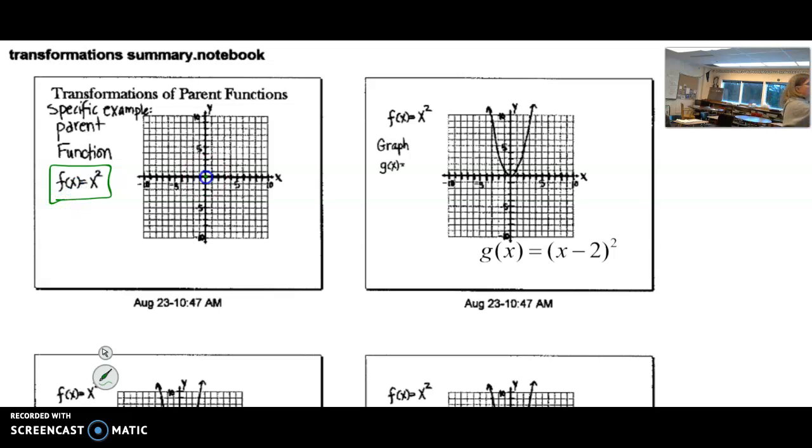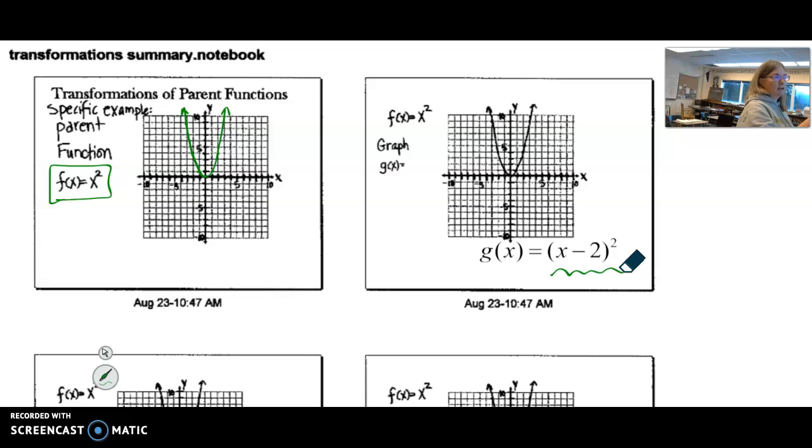It looks like this. The vertex is at 0, 0, 1, 1 is on the graph, 2, 4, negative 2, 4, 1, 2, 3, 9, because when we square those numbers, we get whatever x is, the y value would be that number squared. So we have the basic parent function there. And then let's look at some transformations that we've already studied.